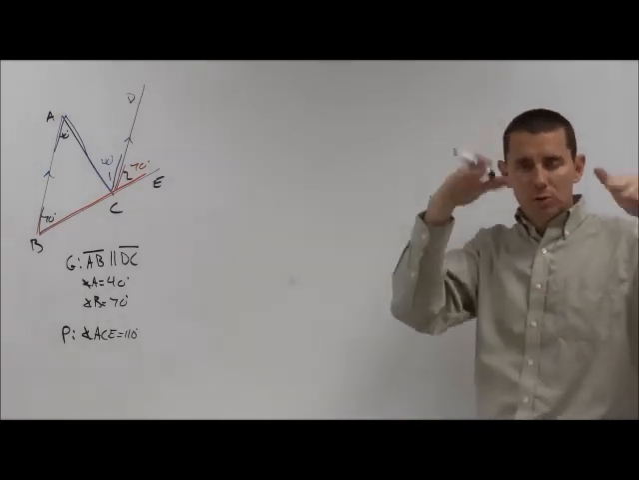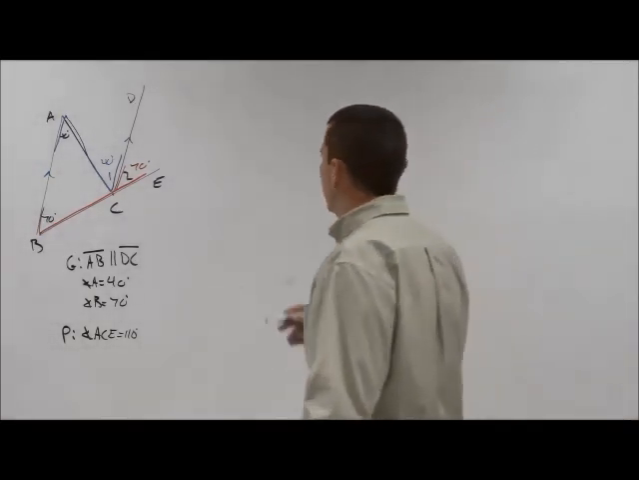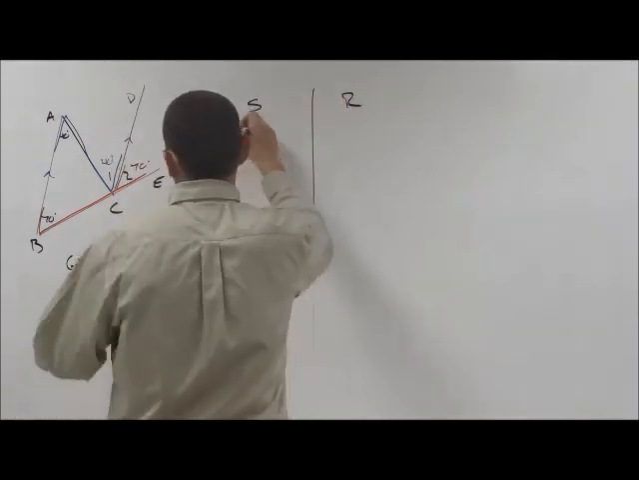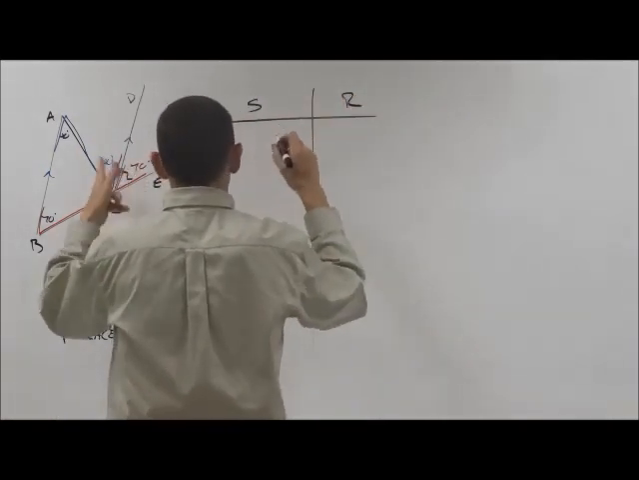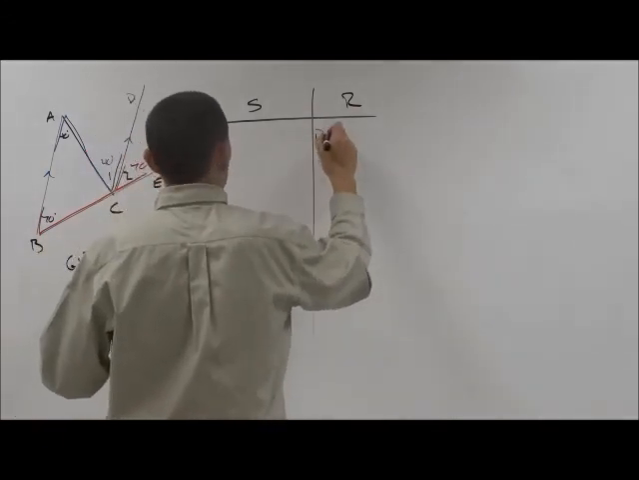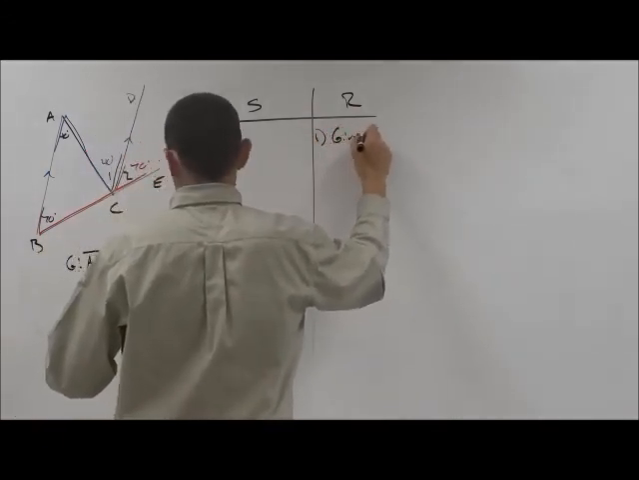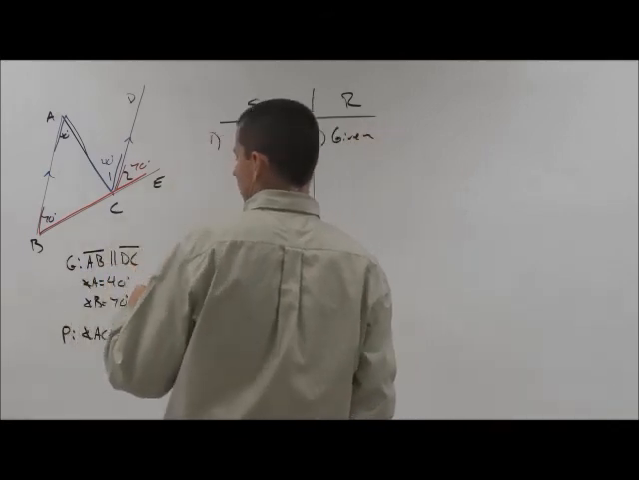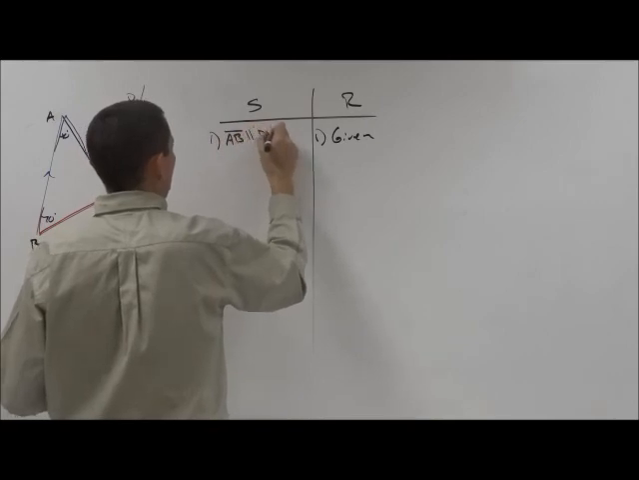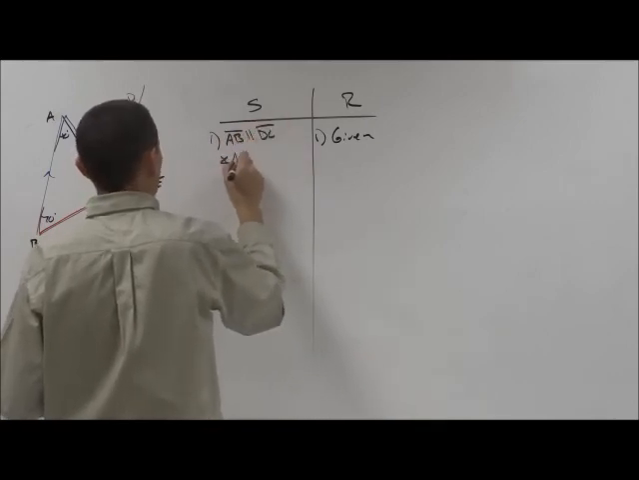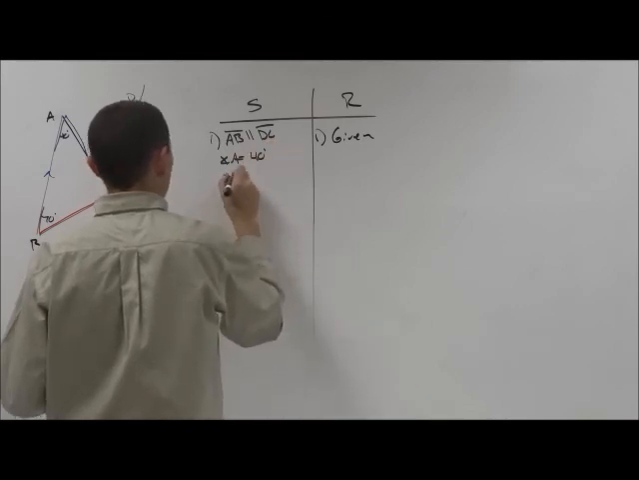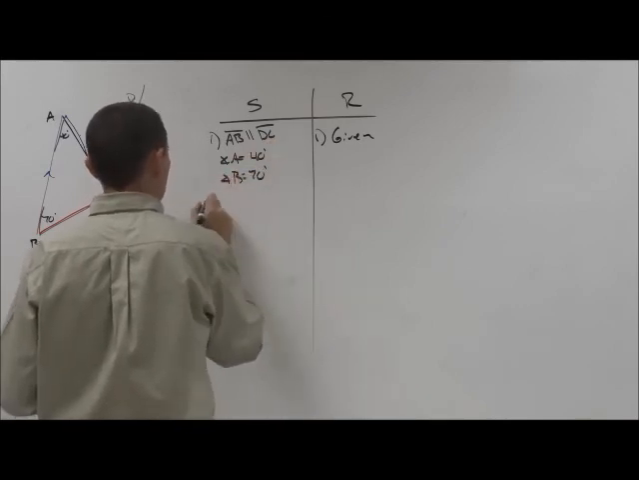Now, that's all fine and dandy, but now I have to put it into a proof and make sure it flows as I go down step by step. So let's set up statements, reasons. At least now I know what I've got to do. I've got to find angle 1 and 2, get them equal to those, and then add them together. In this case, we're going to start off with AB parallel to DC. And I'm just going to put everything down here. Angle A equals 40 degrees. Angle B equals 70 degrees.